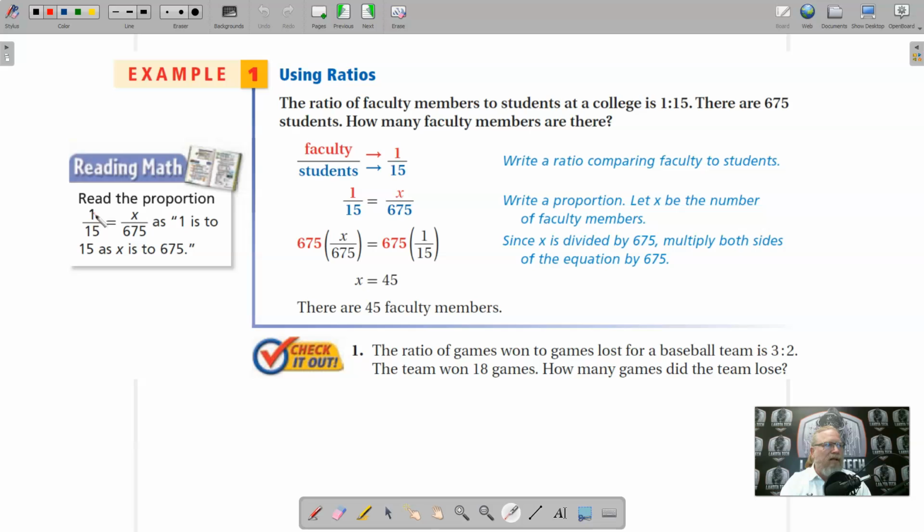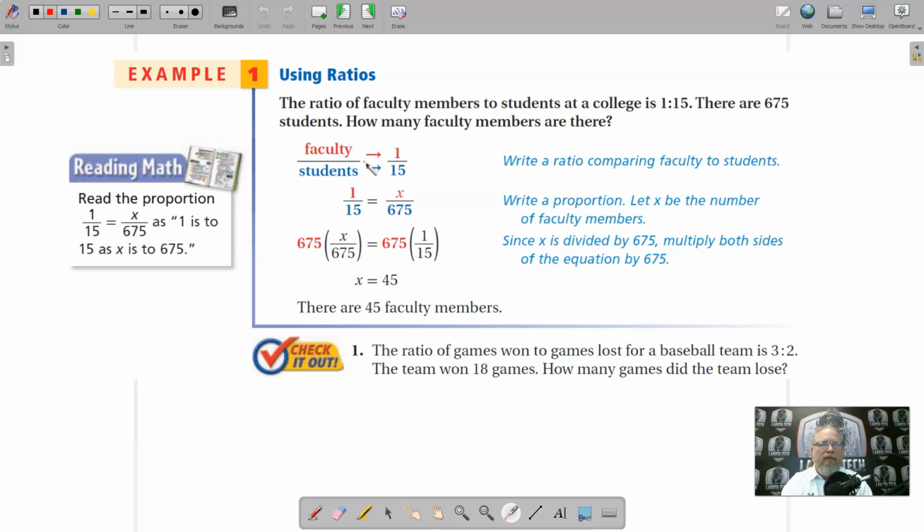And for the fraction bar, instead of saying 1 over 15, we would say 1 is to 15. So 1, and the fraction bar is to, and then state the number 15. The equal sign is as, again x, the fraction bar is to, and then our denominator 675. 1 is to 15 as x is to 675. So using ratios, the ratio of faculty members to students at a college is 1 to 15. There are 675 students. How many faculty members are there?